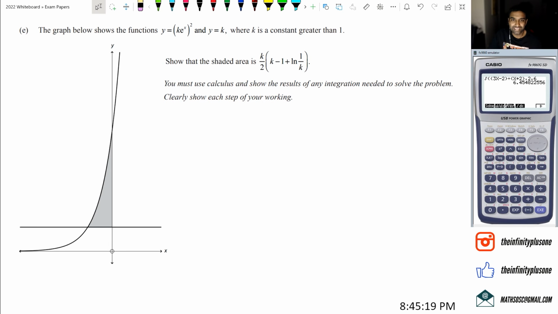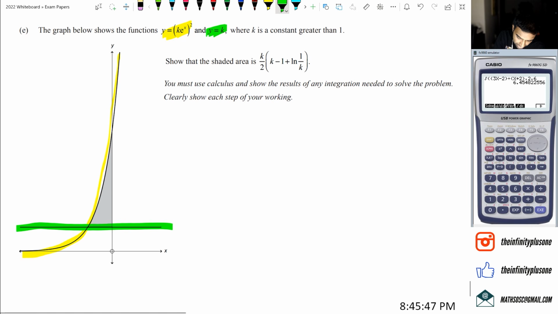All right. So last question for this particular paper, guys, and also for us. Okay, so what do we got? We've got both of these curves here. First curve is this yellow one here that's going to go like that. So that's our yellow curve there. Then we've got y equals k, which happens to be here. Now what we can kind of assume is, because that's the origin there, we know that this part right here is going to be equal to 0.